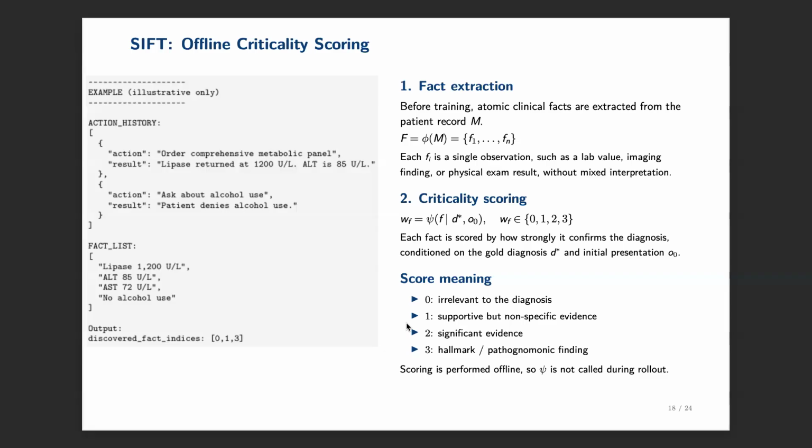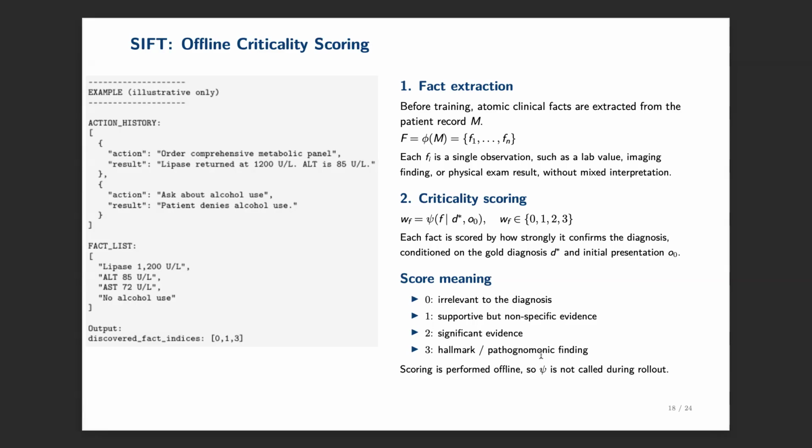So they first perform fact extraction. The full patient record is decomposed into atomic clinical facts. Each fact should represent one observation that cannot be divided anymore. Then each fact receives a criticality score from 0 to 3. A score of 0 means irrelevant, a score of 1 means supportive but non-specific, and so on and so on.